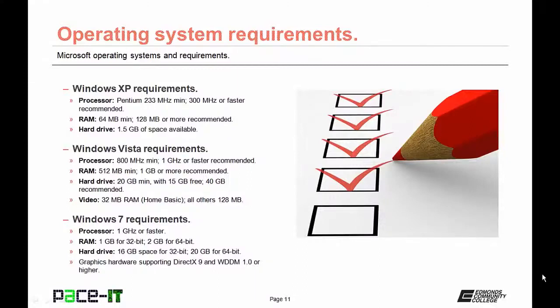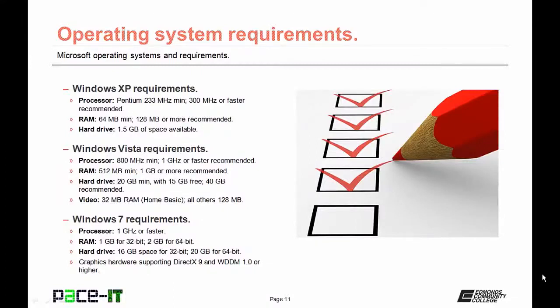For the first time, Microsoft required a minimum hard drive size, and that was 20 gigabytes, with 15 gigabytes of that being free. Although Microsoft did recommend that the hard drive be at least 40 gigabytes. Microsoft added video requirements to Vista as well. Your video hardware had to have at least 32 megabytes of RAM to run Home Basic, and all other versions required 128 megabytes. As time marched on, and so did the operating systems, so did the requirements.